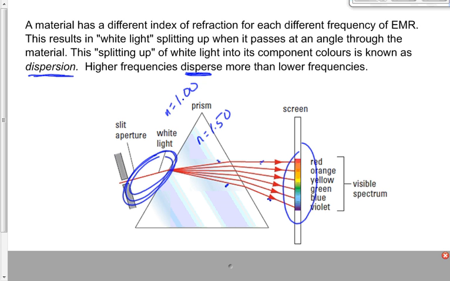Which one bends the most? Violet, high frequencies. Which one bends the least? Red light, low frequencies. So we would say that glass would have the lowest index of refraction for low frequencies. Glass or any other material would have the highest index of refraction for high frequencies. And of course, wavelength would be the exact opposite effect. Make sense?